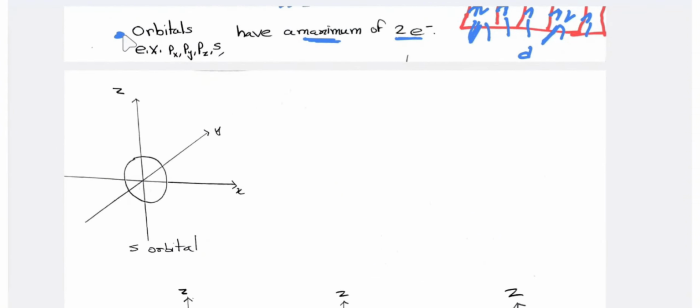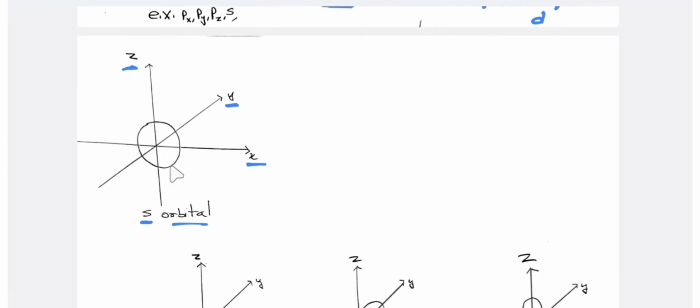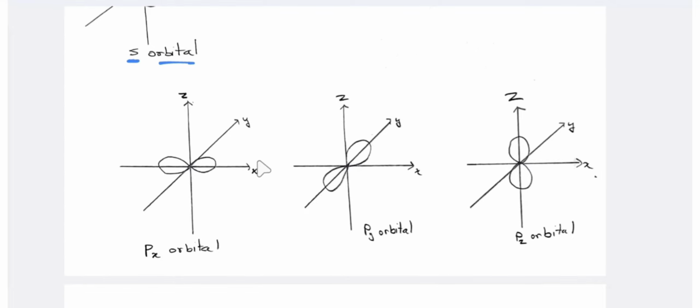Then if we need to draw the orbitals, the s orbital is circular in shape. First of all, determine the axes: this is the x-axis, this is our y-axis, and this is our z-axis. The S orbital is usually round in shape. Then the px orbital is on the x-axis, the py orbital is on the y-axis, and the pz orbital is on the z-axis.